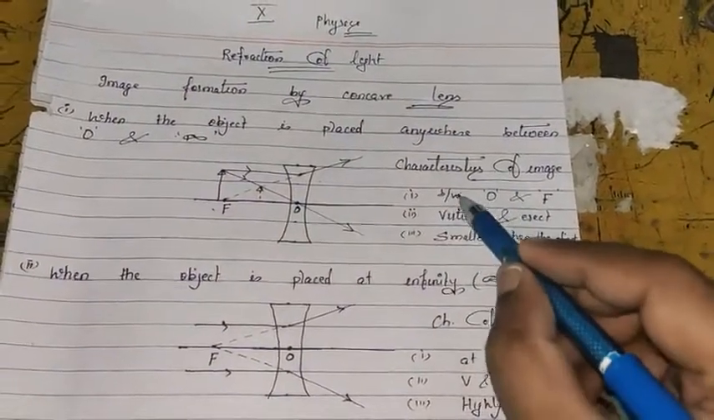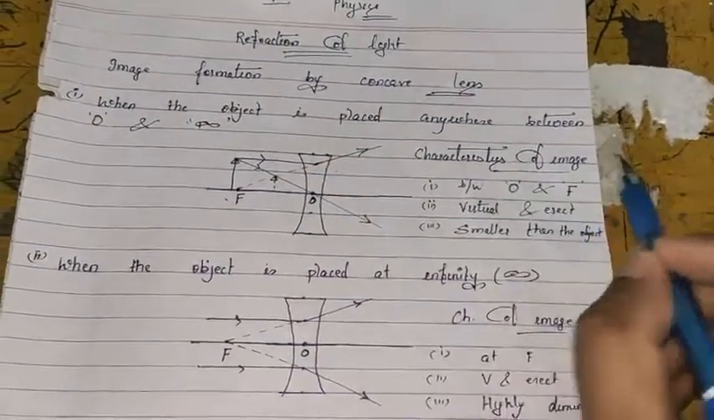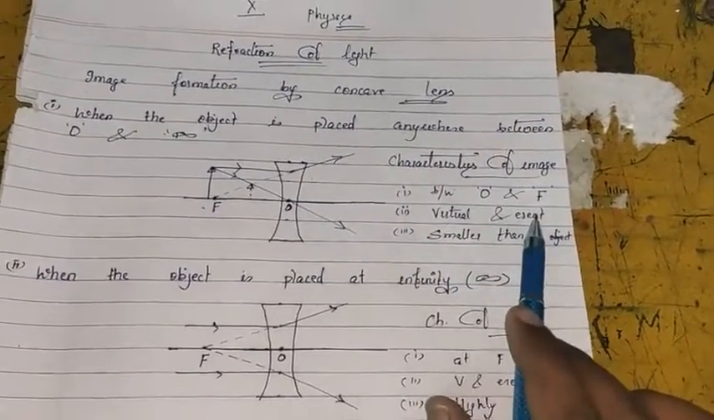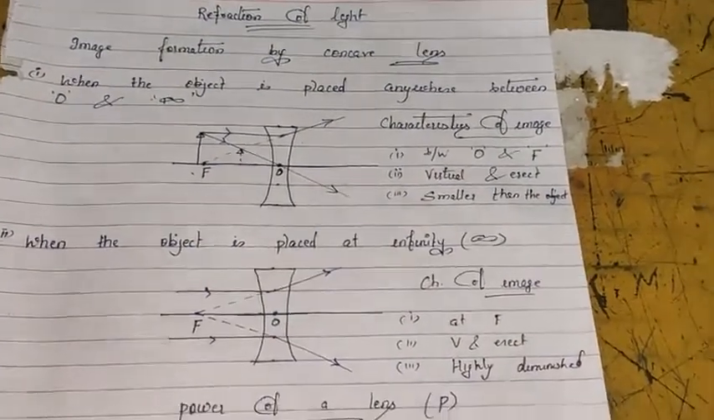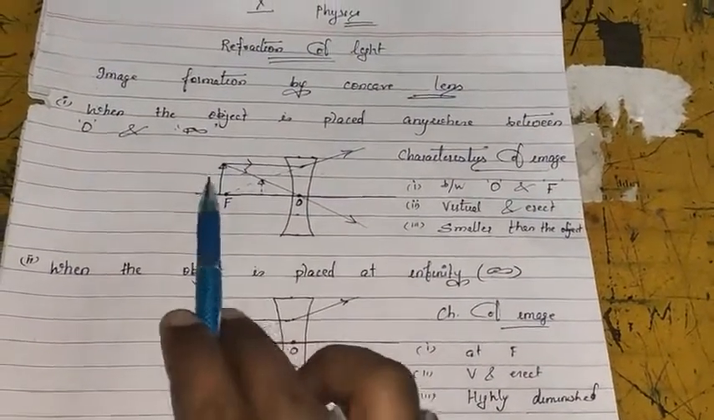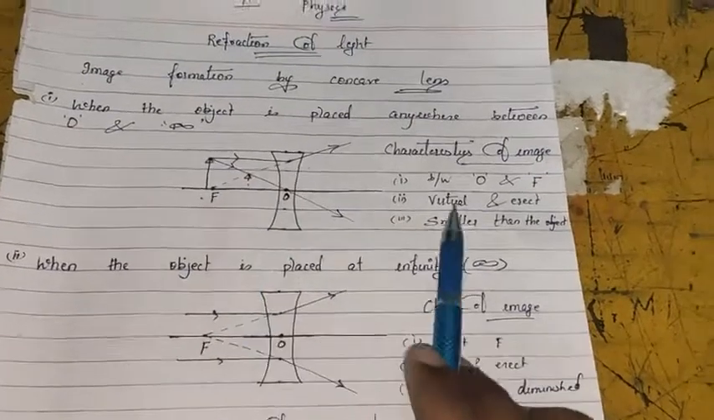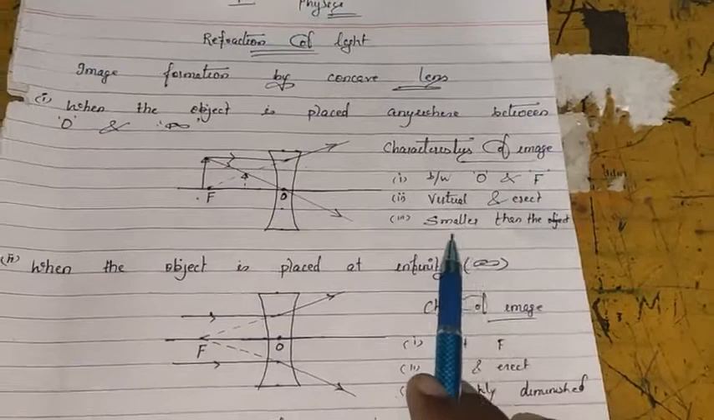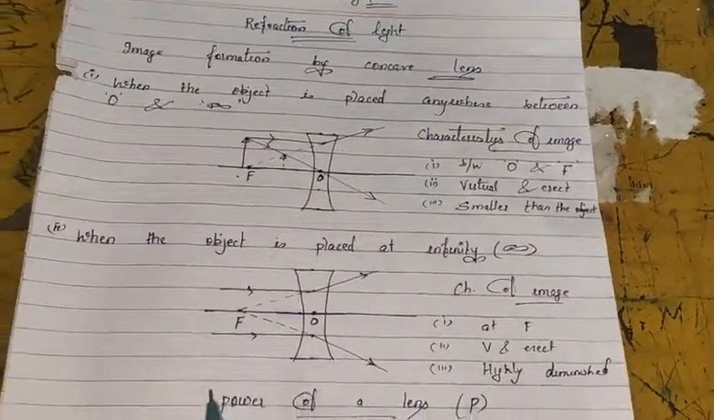The characteristics of image are, first one, the image is formed between optical center and focus. The image is virtual and direct, since we have used dotted lines to draw the ray diagram, and the size of the image is smaller than that of the object. So the third characteristic of image is that the image is smaller than the object.